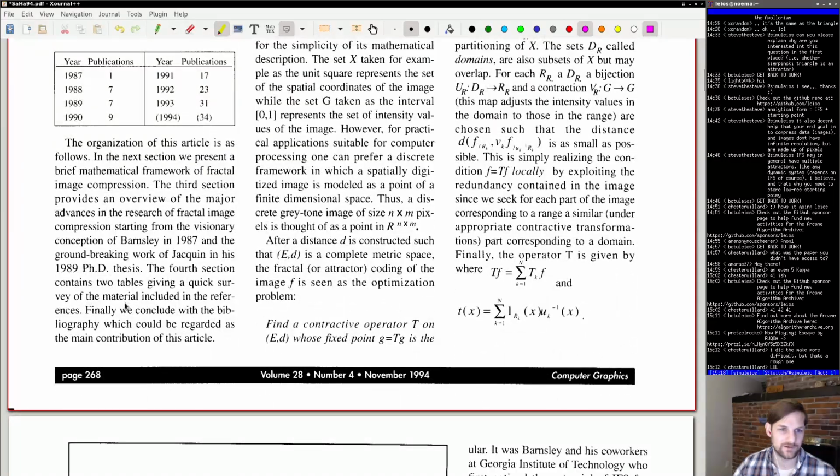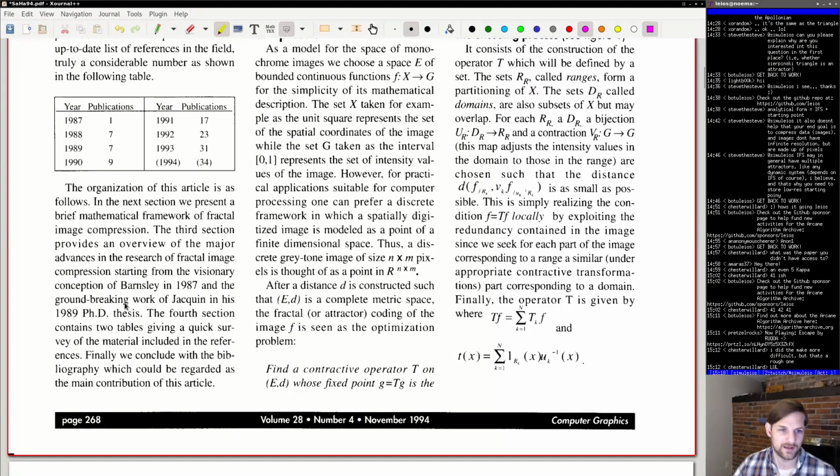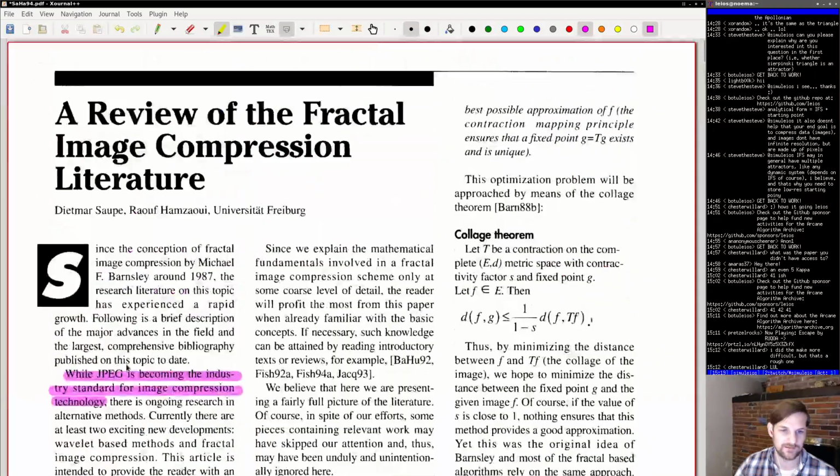"The organization of this article is as follows. In the next section, we present a brief mathematical overview of fractal image compression. The third section provides an overview of the major advances in the research of fractal image compression, starting from the visionary conception of Barnsley in 1987 and the groundbreaking work of Jacquin", again, I can't pronounce the name, "in his 1989 PhD thesis." That explains it. It's a PhD thesis. "The fourth section contains 2 tables giving a quick survey of the material included in the references. Finally, we conclude with the bibliography, which could be regarded as the main contribution of this article."